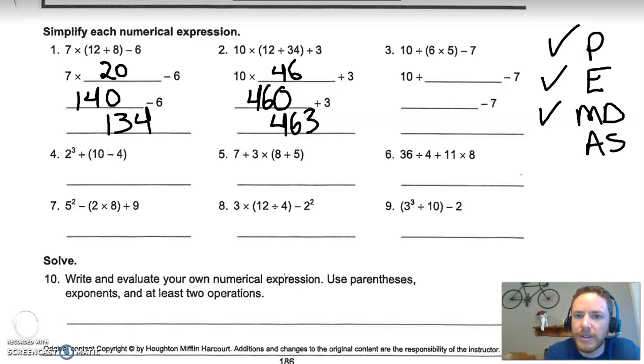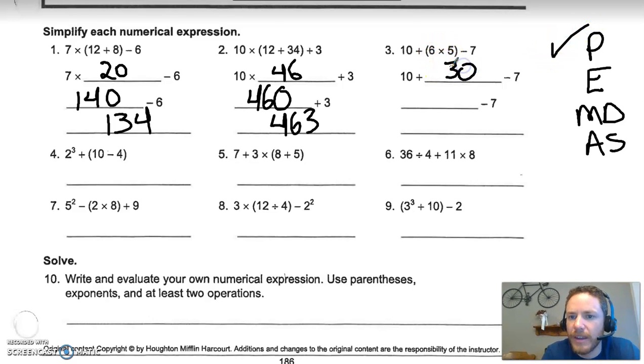And the last problem is a similar type of structure, but there is something subtly different here. I do have something in parentheses. I'll do that first. 6 times 5 is 30. And then I want you to notice the subtle difference. Then I have both addition and subtraction.